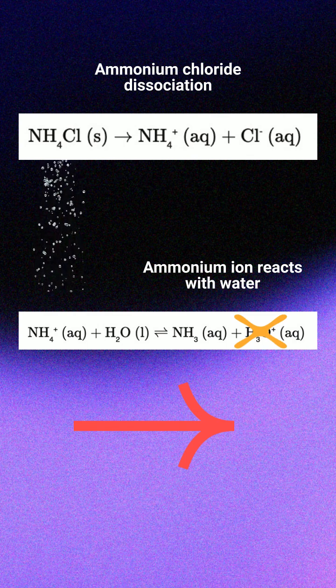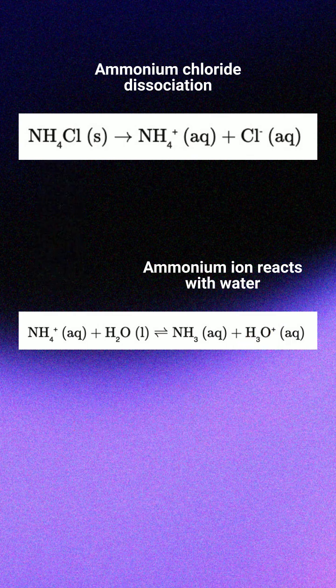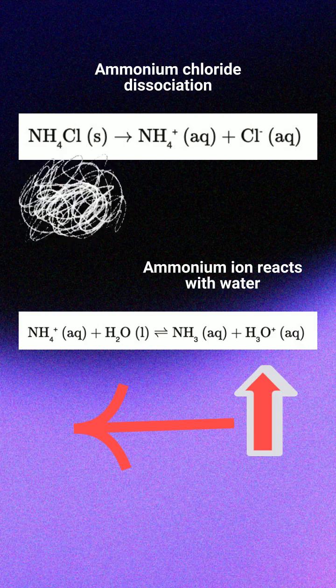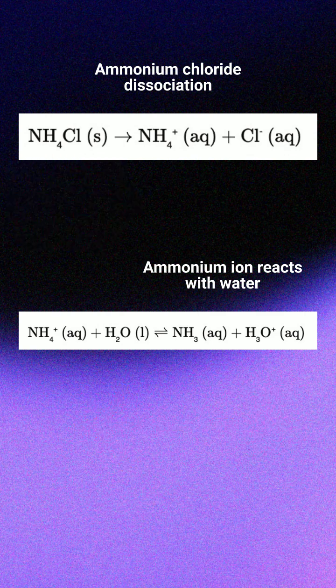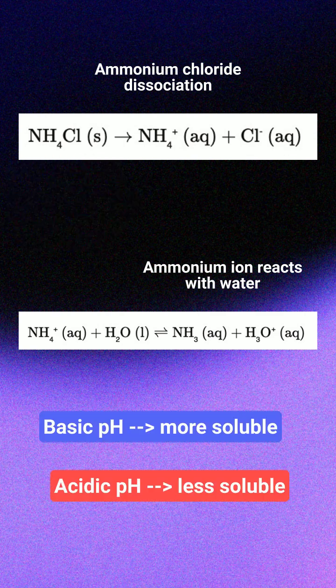On the other hand, if you lower the pH by adding acid, you increase hydronium ions. The reaction shifts the other way, producing more ammonium ions from ammonia. This means fewer ammonium ions need to come from solid ammonium chloride, so its solubility decreases. In short, ammonium chloride is more soluble in basic solutions. It's less soluble in acidic solutions.